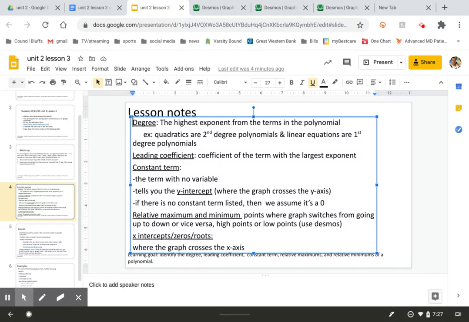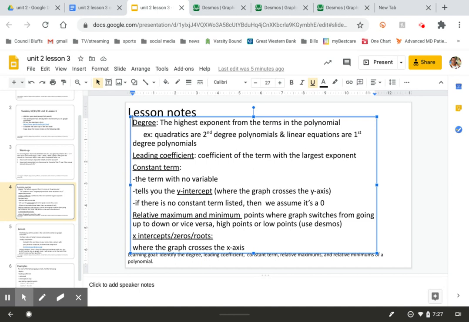The constant term, we've already talked about that previously. The constant term is the term that contains no variable, meaning it has no x in it. And the constant term is important because it tells you what the y-intercept is, which is where the graph crosses the y-axis. Important thing to realize: if there is no constant term, we assume it's a 0. So if all the terms contain an x, then we would say that the constant term is 0.